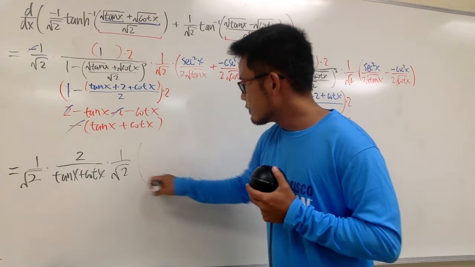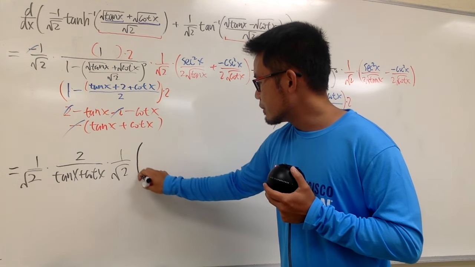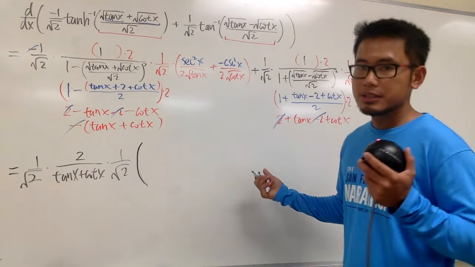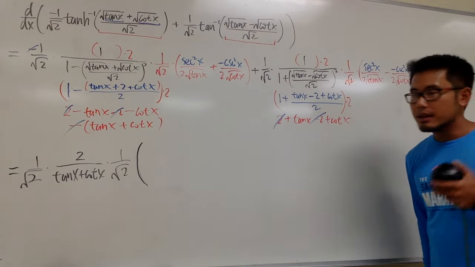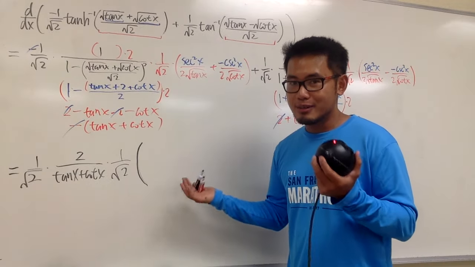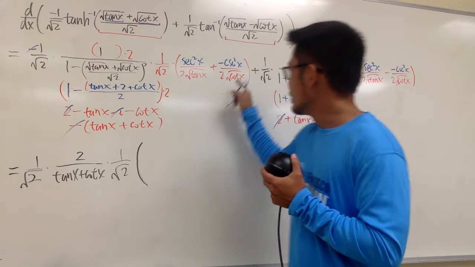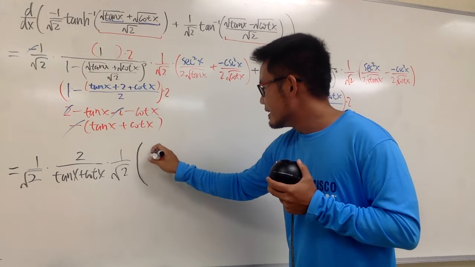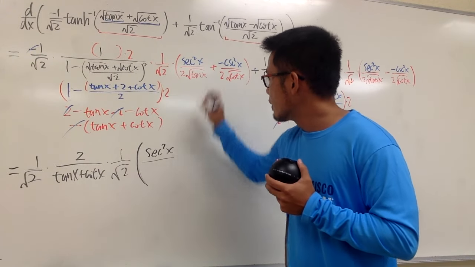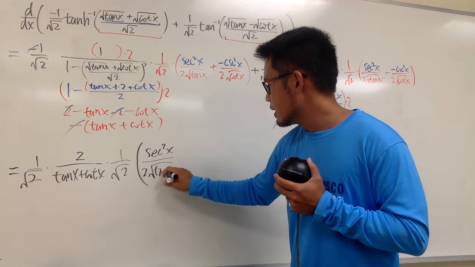Okay, now let's take a look at what are the things that we have left inside of the big parentheses. So we pretty much have this, that going there, right? Let me just not be lazy and write them down for you guys. So I have this, I know this and that cancel, but let me just write it down. Well, you'll see. This right here, secant square x over 2 square root of tangent x.